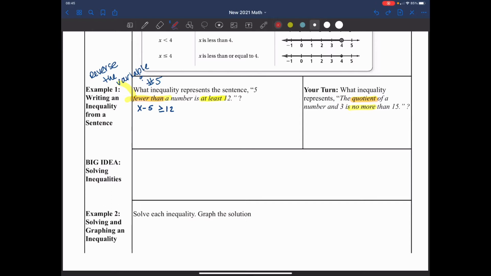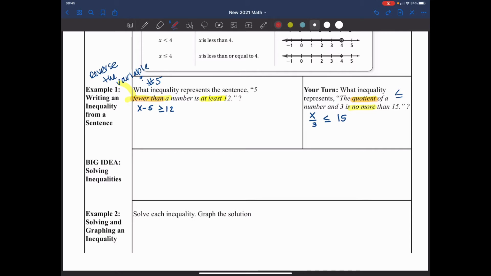And then when you have at least 12, that means that it's going to be greater than or equal to 12. Okay, for the next example, your turn: what inequality represents the quotient of a number and 3 is no more than 15? So the quotient needs to divide. So I'm going to use the variable x, and for the no more statement, I'm going to use less than or equal to 15. So it's going to be x divided by 3 is less than or equal to 15.